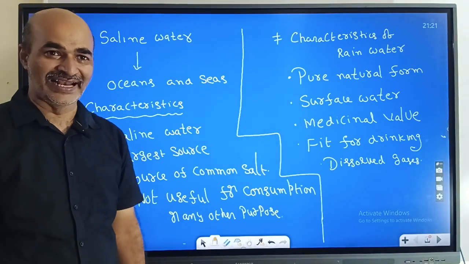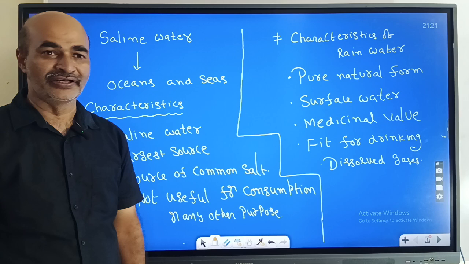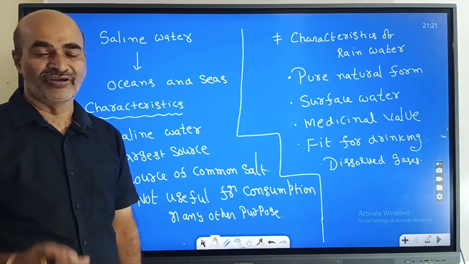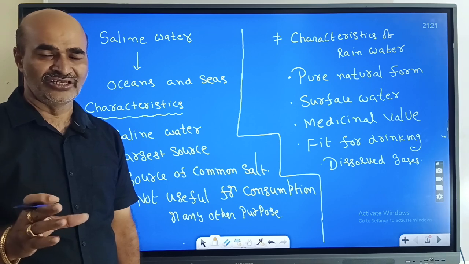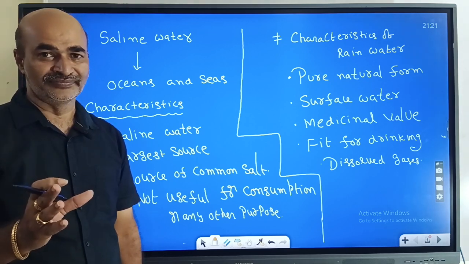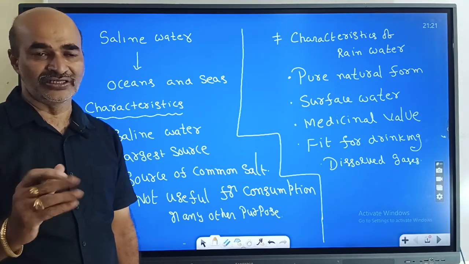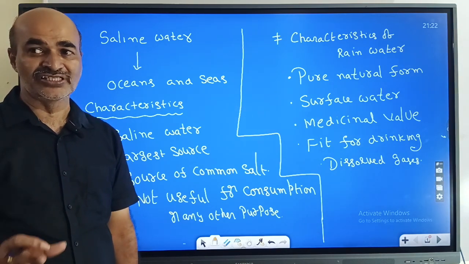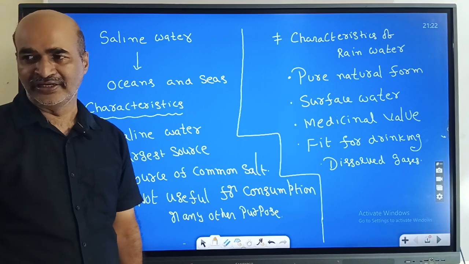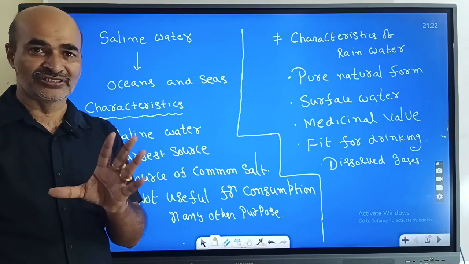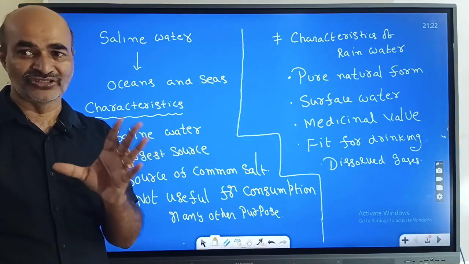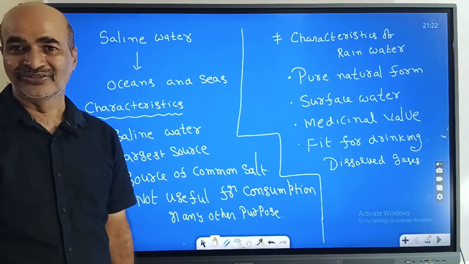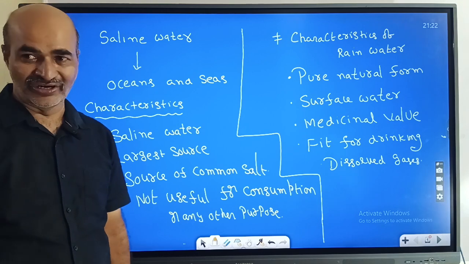What is meant by salinity? It means that when water contains a large amount of salt, it is called saline water. For example, oceans and seas contain large amounts of salts dissolved in ocean water or sea water. So that is saline water.